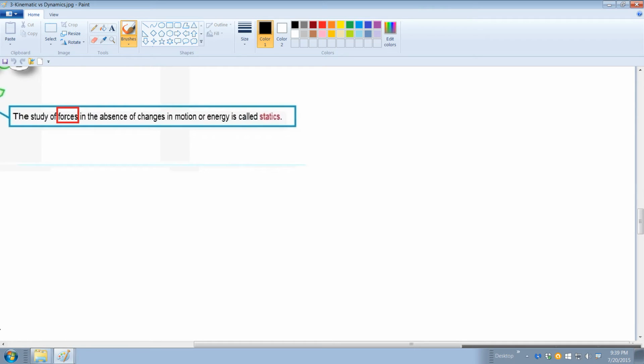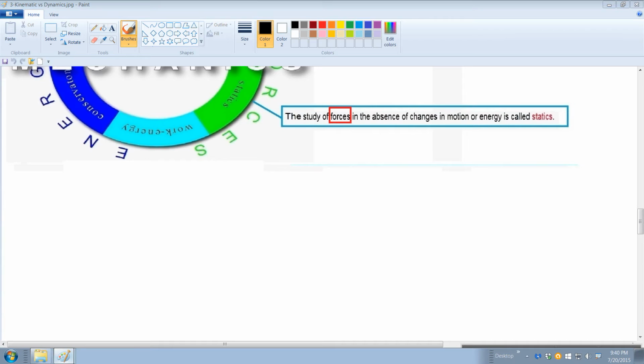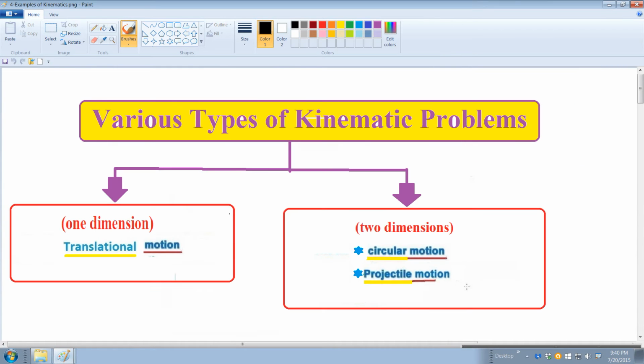Okay, so let's move on. And we're going to talk about various types of kinematic problems. You can categorize kinematic problems into 2 large categories: one-dimensional and two-dimensional. One-dimensional is often called translational, which just means straight line motion. Two-dimensional is going to have an X and Y axis to it, so it can be circular motion or projectile motion.